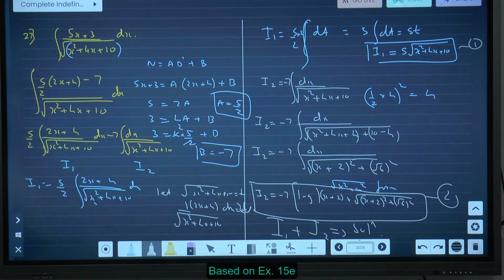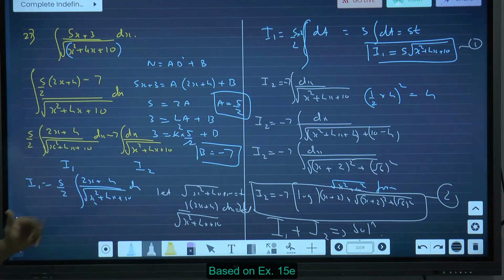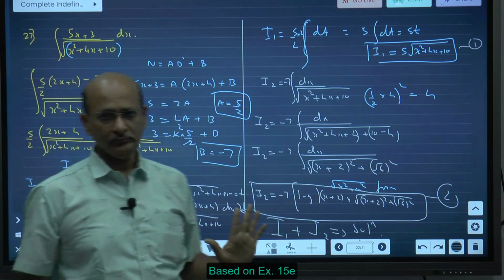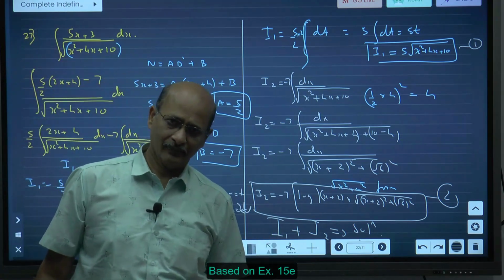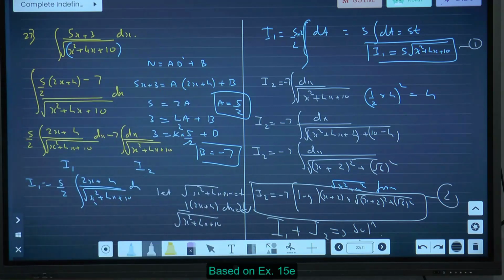So I hope you got this point, children. Remember, what we are doing is 15E, right? We are doing the sums on 15E, where it is dx upon root quadratic or linear upon root quadratic. The mechanism remains the same, with root, without root. Formula changes. So this is nothing but 15E. I hope you got this point clear. Just have a look at this clearly.